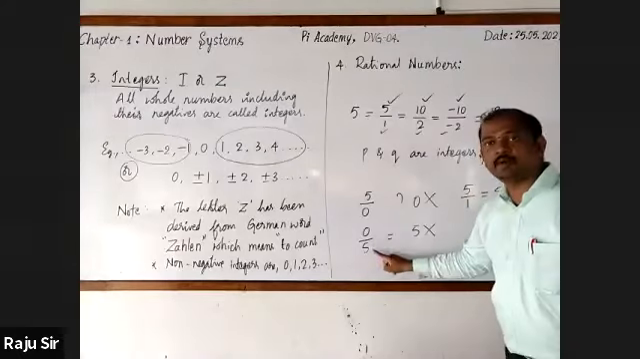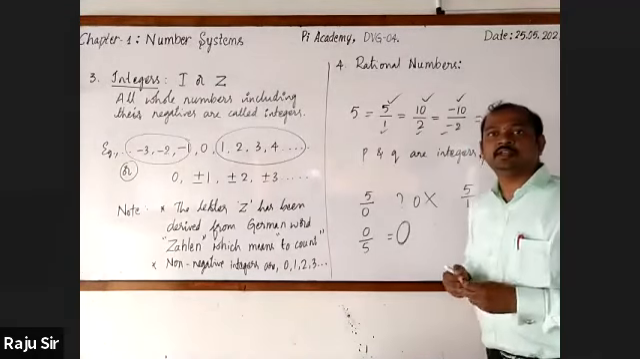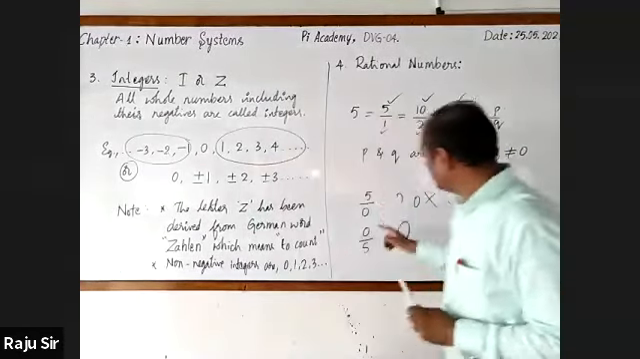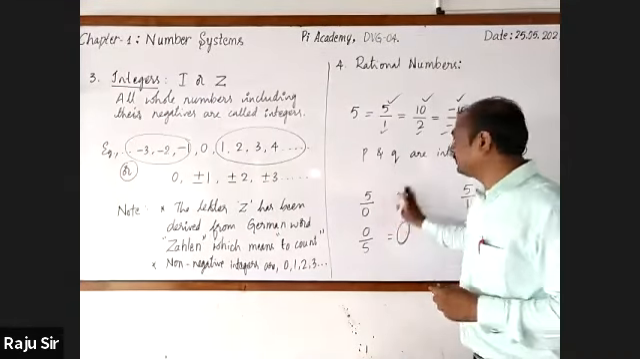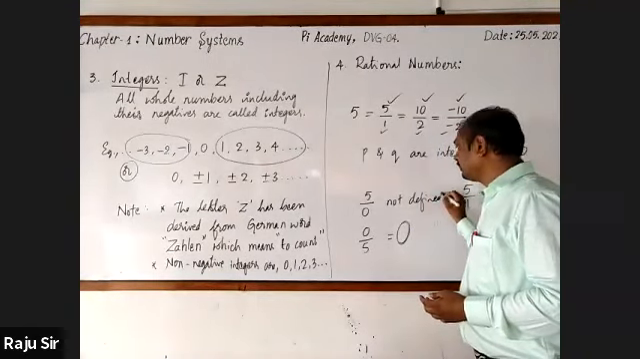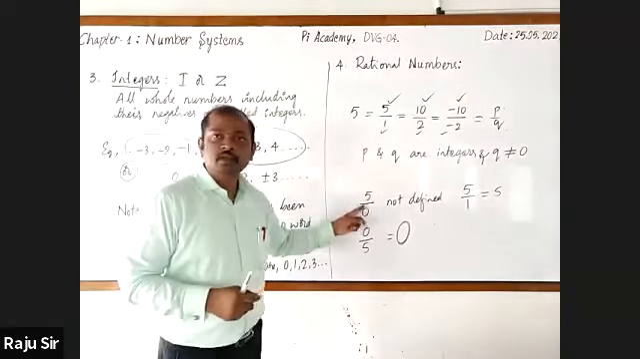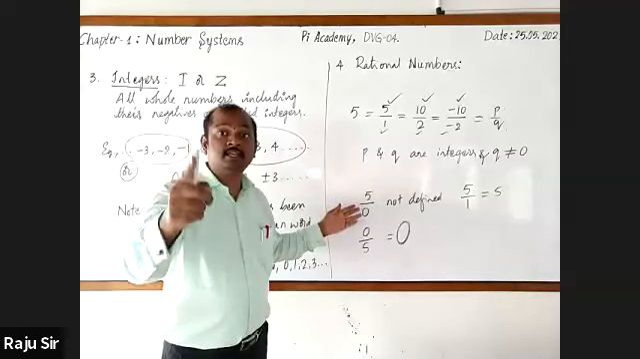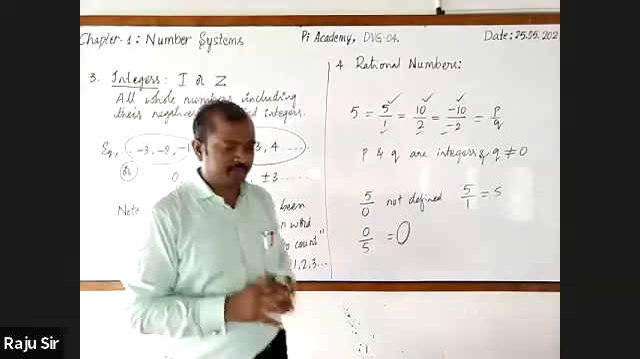When 0 is divided by any number, you will get 0 only. 0 by anything is 0. But anything by 0, like 5 by 0, is an undefined term in mathematics. So we write it is not defined. Got it? Yes, you are right, Shamita. Anything by 0 is undefined. 0 by anything is 0. Any number by 1 is the number itself. Please do remember.